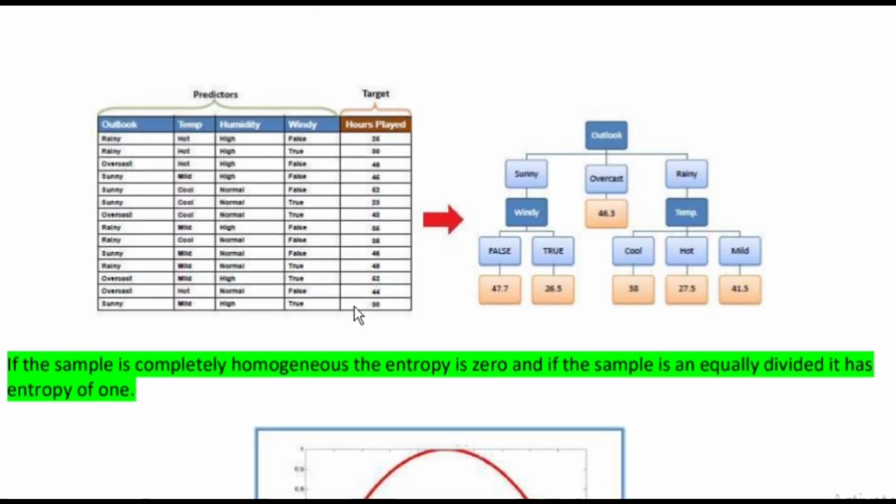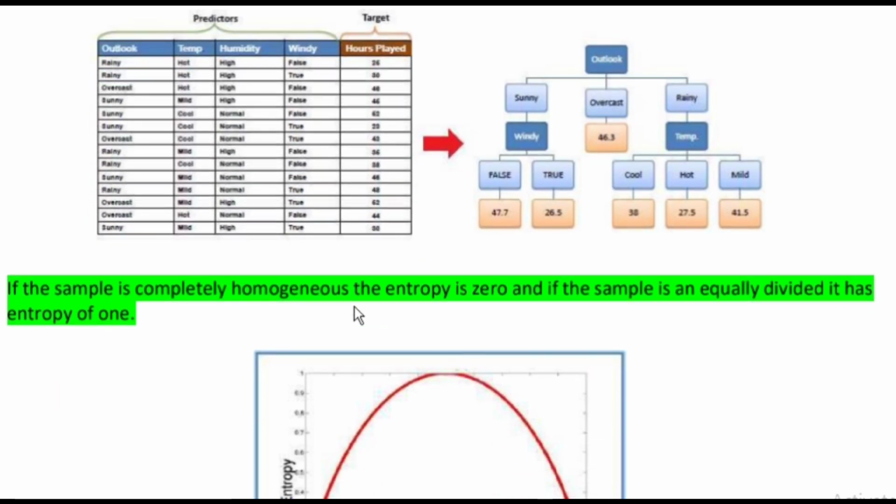There is a table where predictors and target are given. In predictors, we see outlook, temperature, humidity, and windy, and in target, we use hours played. Outlook: sunny, overcast, rainy. Windy: false gives 47.7 hours, if true then 26.5 hours. Temperature: if cool, then 38 hours. If temperature is hot, then 27.5 hours. If temperature is mild, then 41.5 hours.